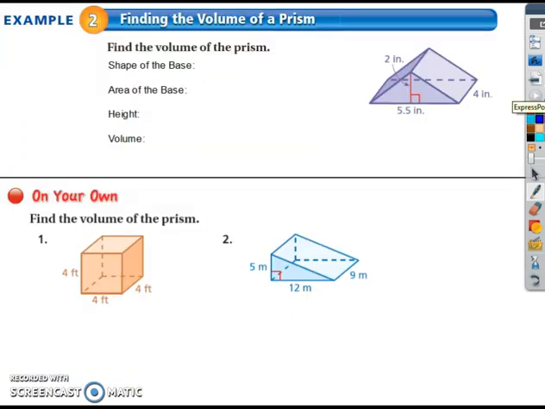We're going to do this just a couple more times. Find the volume of the prism. Remember that volume is the area of your base multiplied by the height.